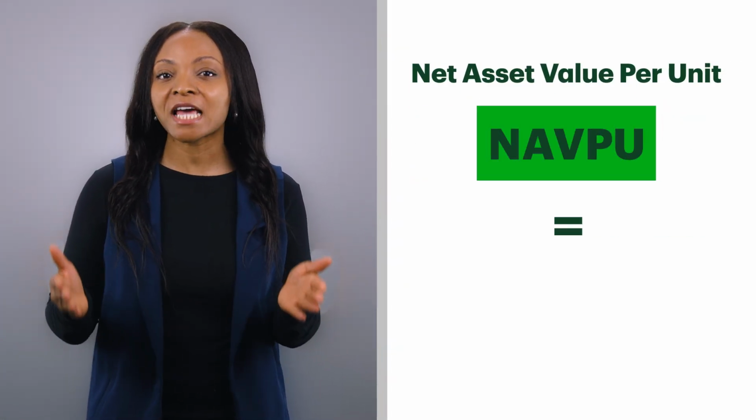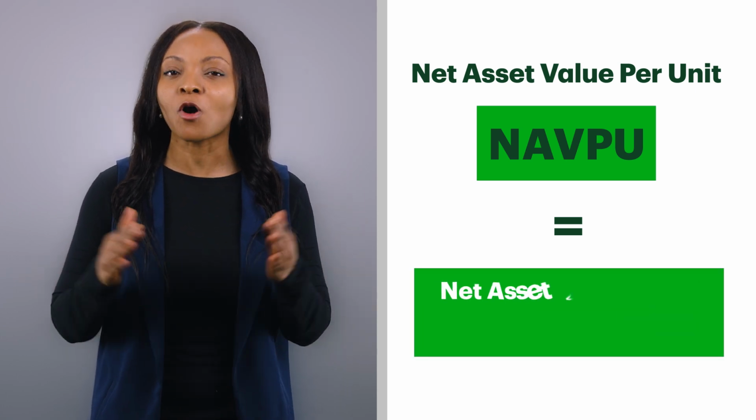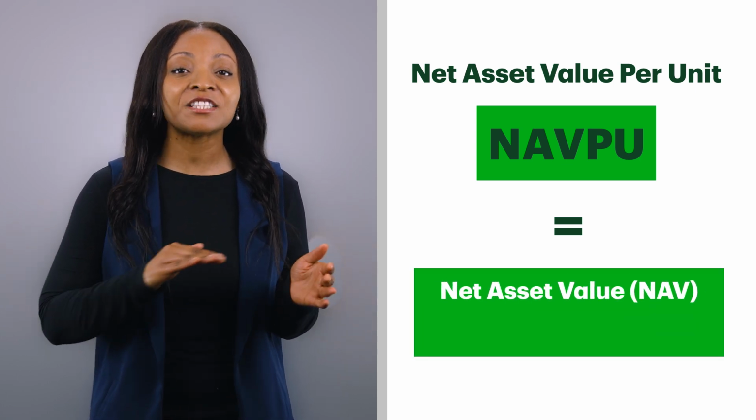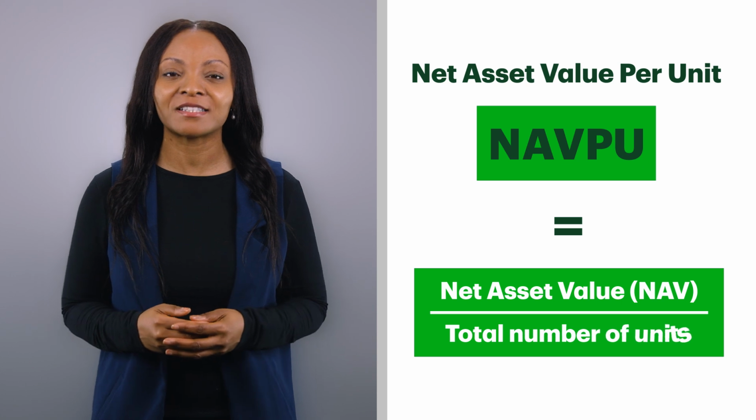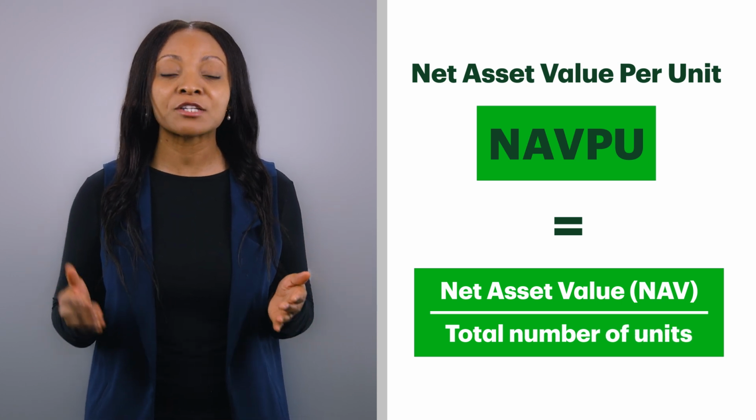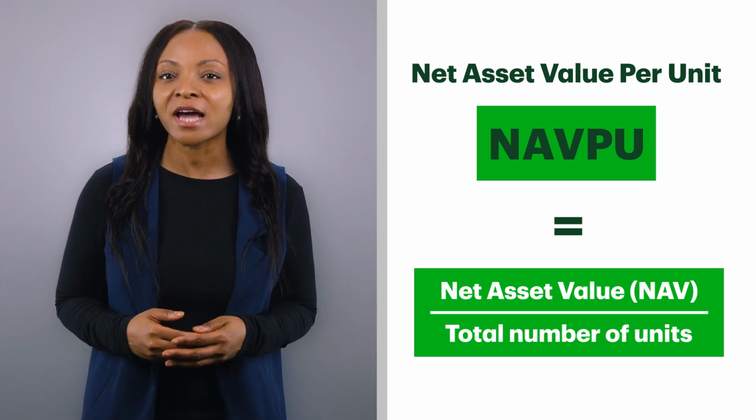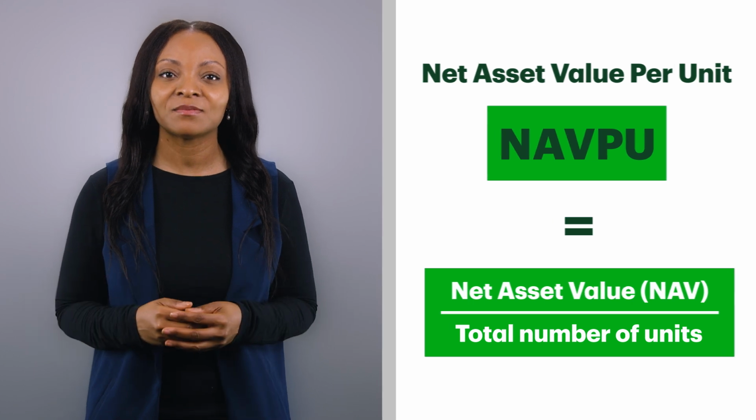The NAVPU is calculated by taking the net value of all securities in the fund and then dividing that value by the number of units. It's usually calculated once a day based on the closing prices of the investments in the fund. However, some mutual funds may calculate their NAVPU less often. This information can be found in the fund prospectus.